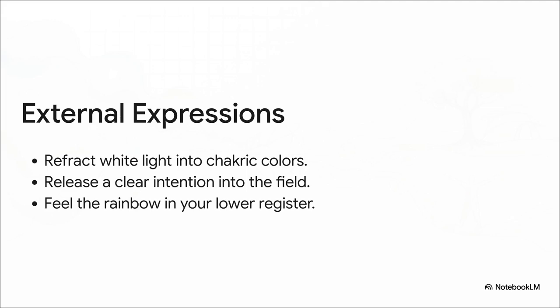Once you're holding that structure, you initiate what's called the prismatic breath. Basically, you inhale that intense white light, and as you hold it, you allow it to refract inside you into all its chakric component colors. So you exhale violet from the crown, blue from the throat, red from the root, and so on.